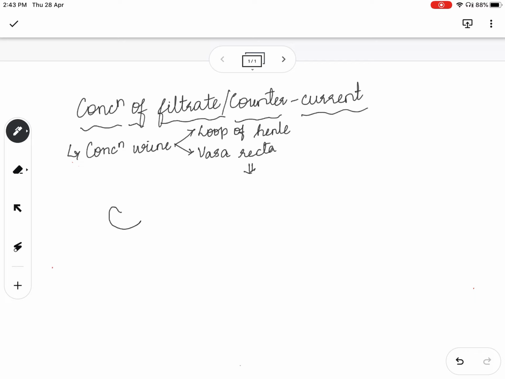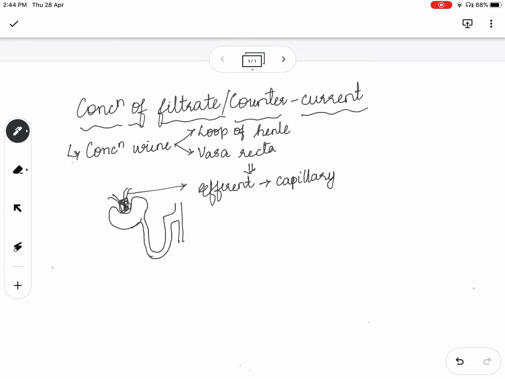If you remember the structure of our Bowman's capsule, that is the renal tubule, you'll remember how it goes. It's a superficial picture for you to understand. This cup-shaped Bowman's capsule has got a tuft of capillaries, those are called as what? Glomerulus, having afferent and efferent arteriole. Now this efferent arteriole is going to emerge out from the glomerulus to form a fine capillary network around the renal tubule.